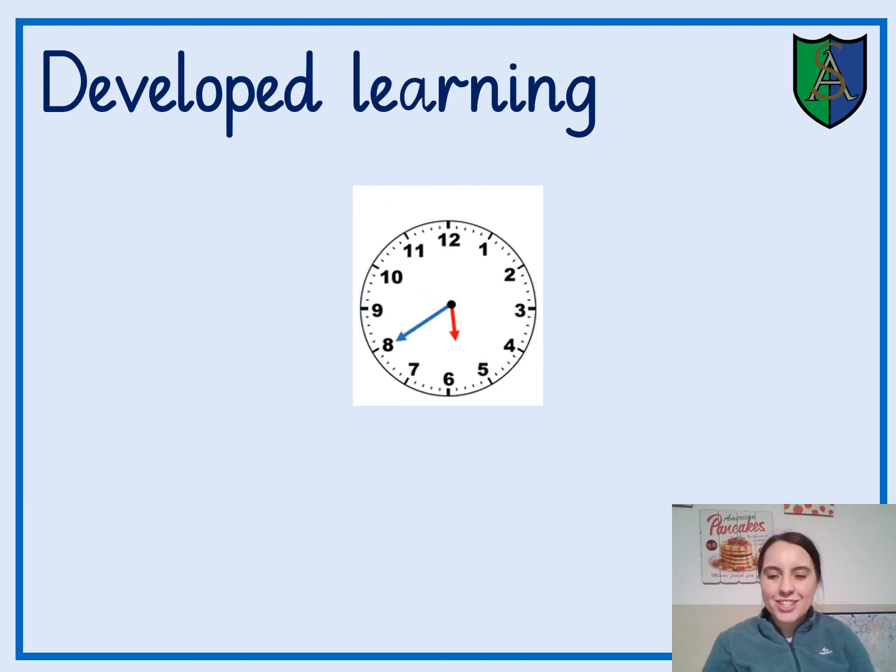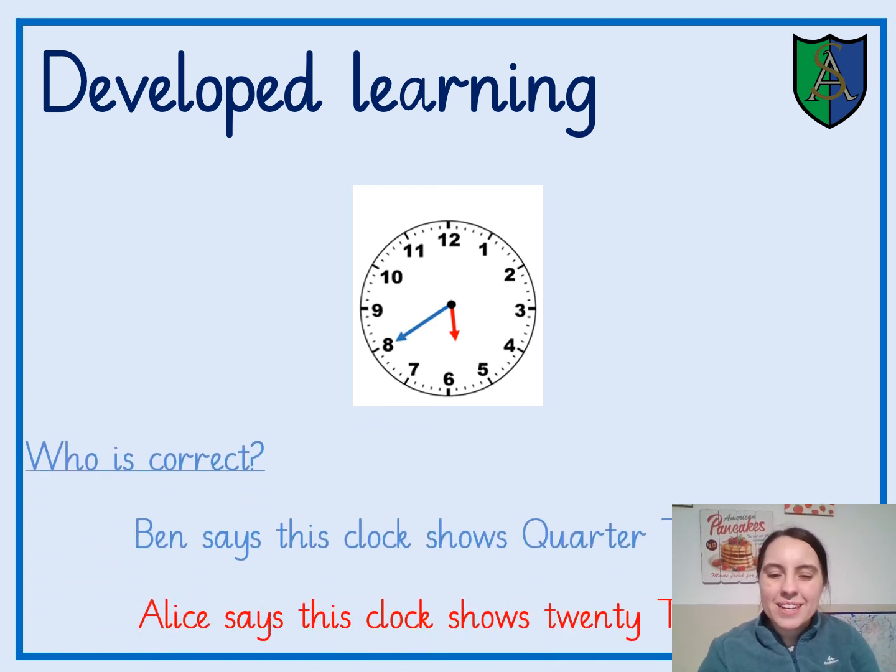Okay children, one more together, okay? Let's have a look. So Ben says that this clock shows 5:45, and Alice says this clock shows 20 to 6. Who is correct? Pause the video and have a little discussion.